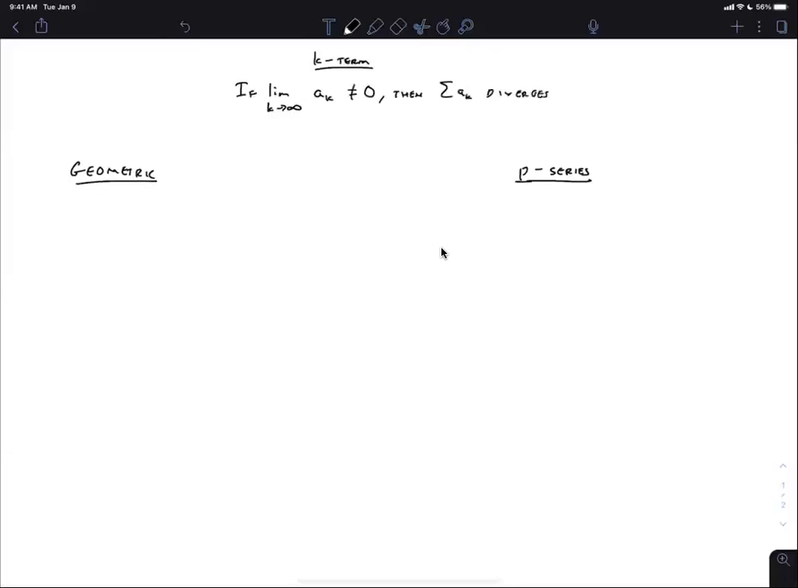And so that applies to any series. If you can look at it and you know the sequence part doesn't go to 0, then automatically you know the series diverges and you're done as far as proving whether the series converges or diverges.